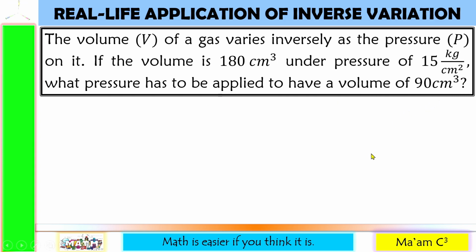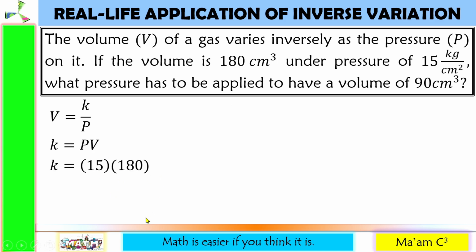To answer this, let us form the inverse variation equation. So V is equal to K over P, inversely proportional. Cross multiplication, K is equal to V times P. Our P is 15 when the volume is 180. So 15 times 180, and this will give us 2,700.